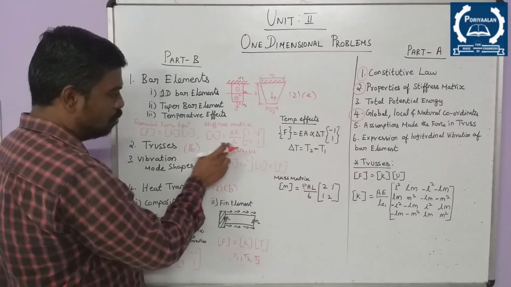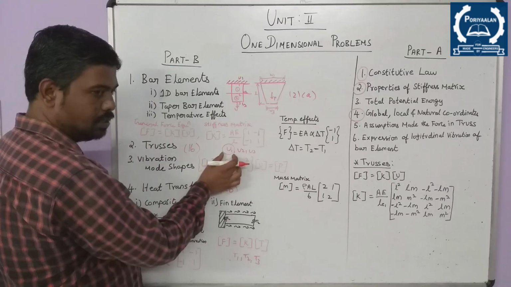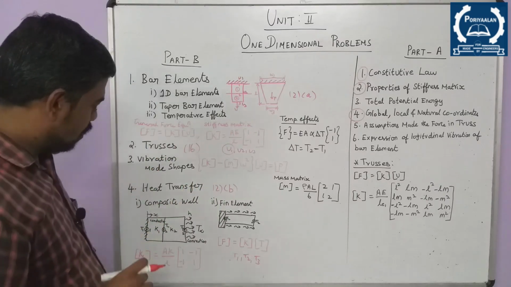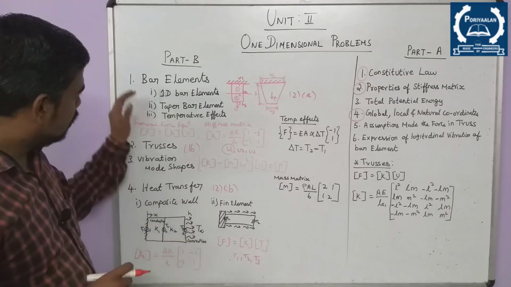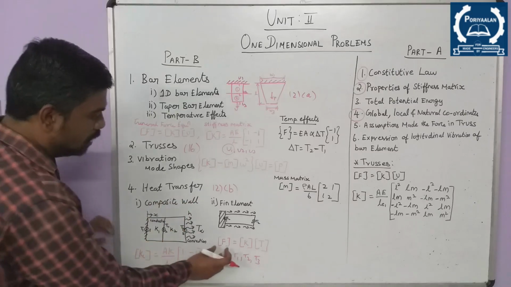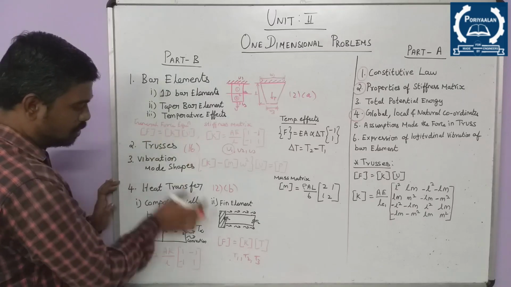Here U1 value is always 0, because it is fixed, so displacement is arrested and U1 is 0. So we have to find the U2 and U3 values. There is no difference between the general force equation for bar elements and temperature in composite heat transfer problems. That is F is equal to K into U, the same formula.